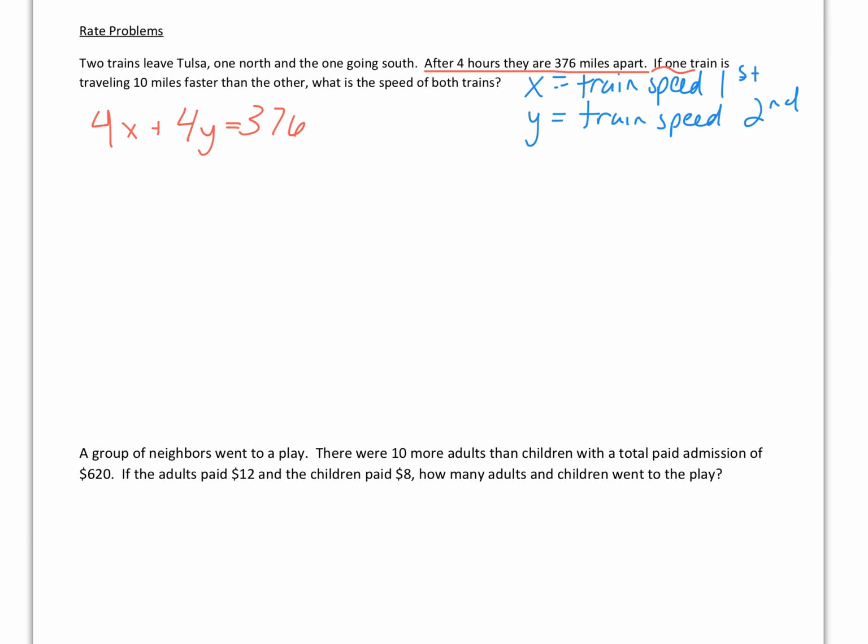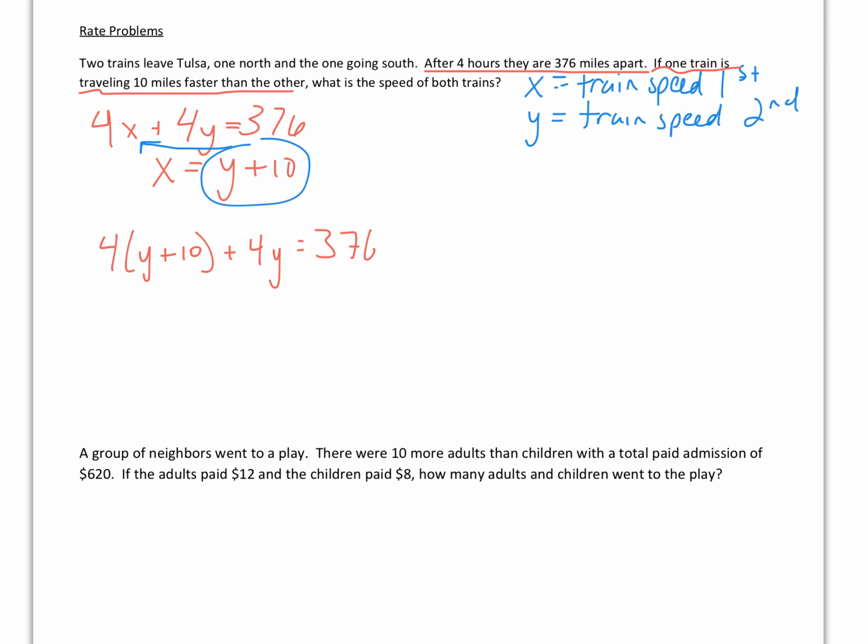Our second equation comes here. One train is 10 miles an hour faster than the other. So let's say train 1 is the same speed as train 2 if you add 10 miles per hour to it. Again, this one looks nice to substitute for X, so let me do that. 4 times Y plus 10 plus 4Y equals 376. And then I'll do my algebra, distribute the 4 first.